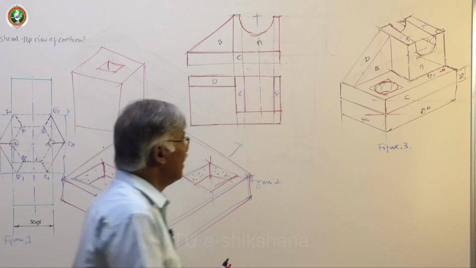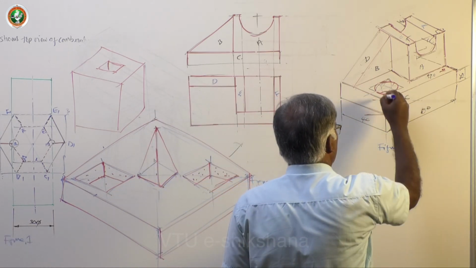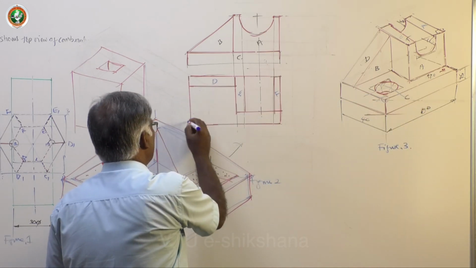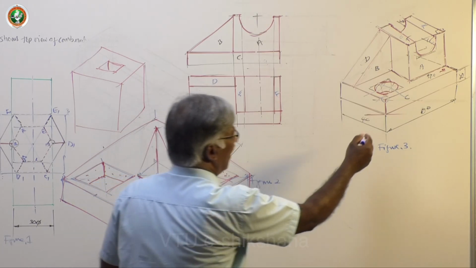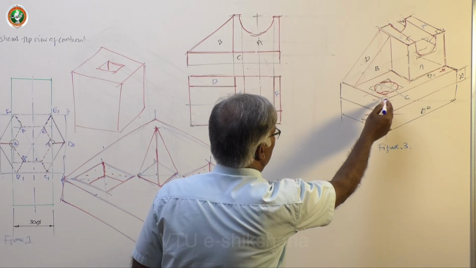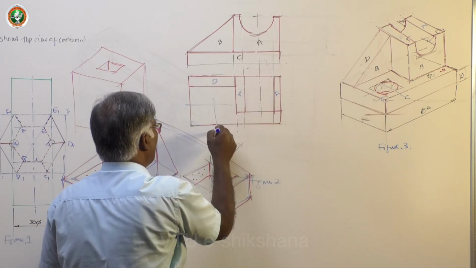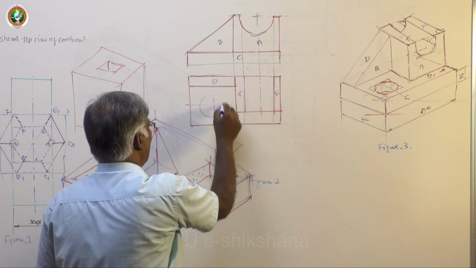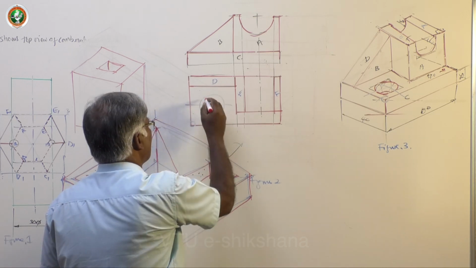Actually you need to know how much it is from this particular point. From this point, say a total of 30 is there, so this is 15, 15. Then you take 10, 20. This is the circle.